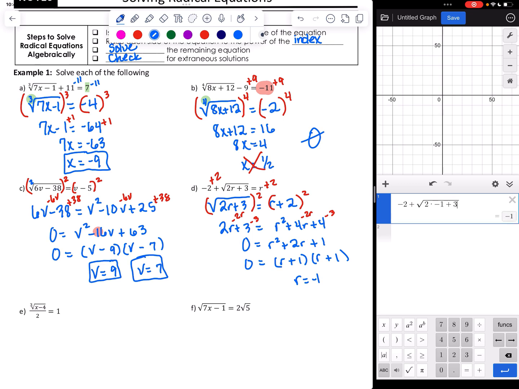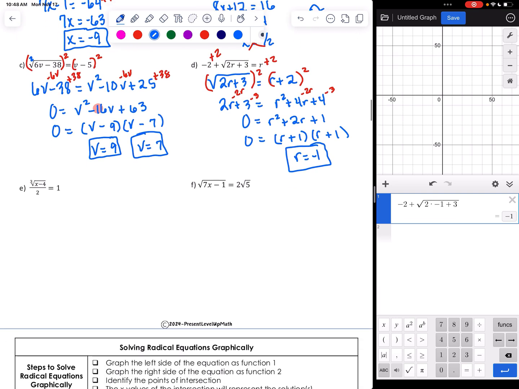And I want to know, does that equal r? So -1 and r equals -1. So that means this is a solution. Pause the video now if you need to fix anything that you might have gotten wrong on that particular problem.